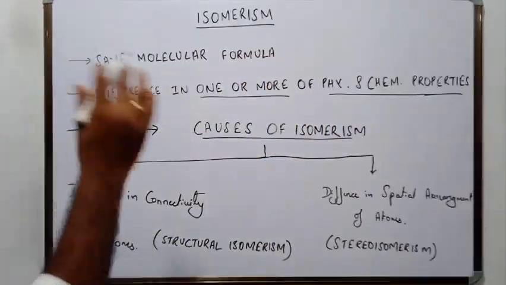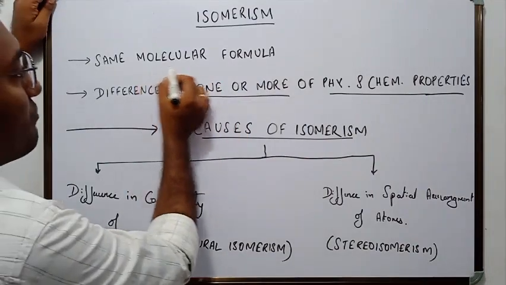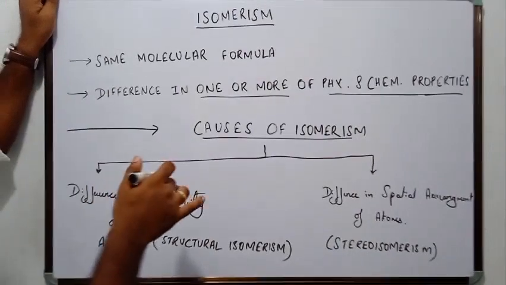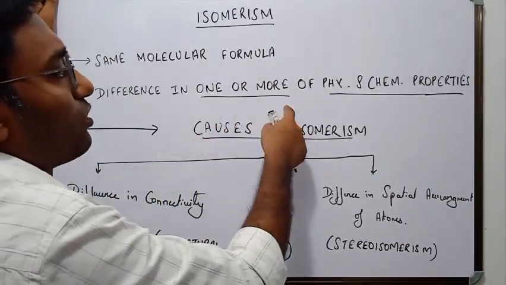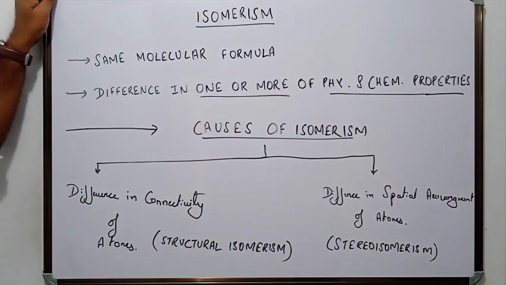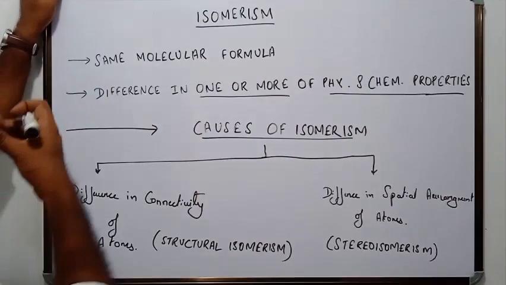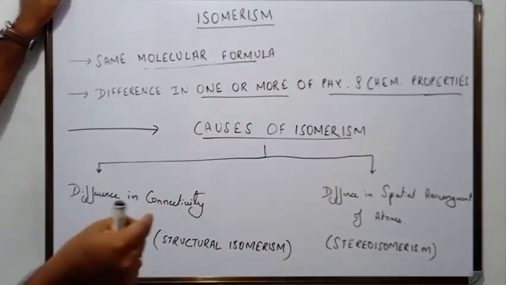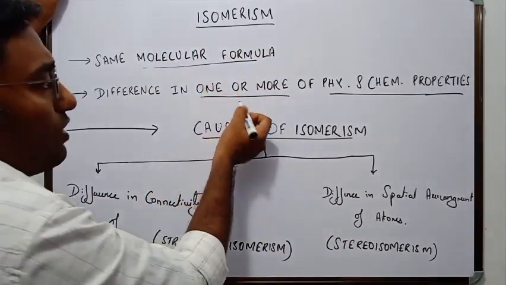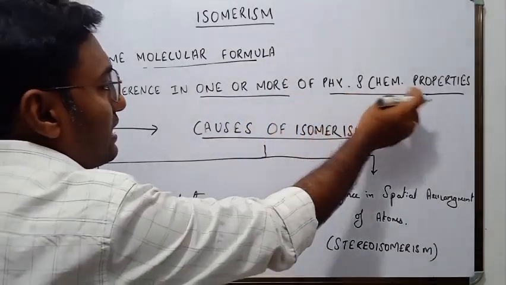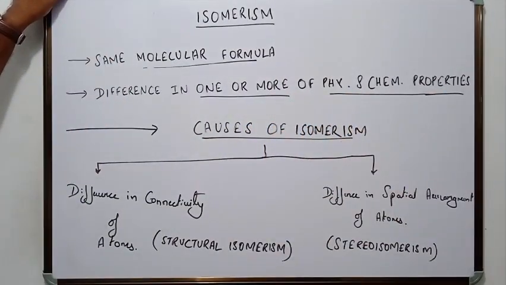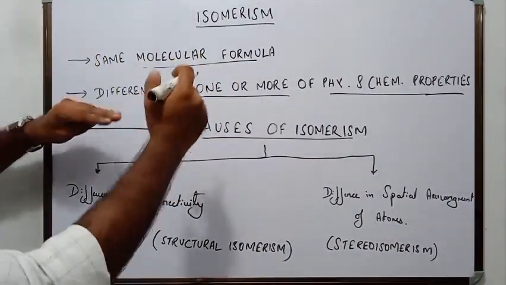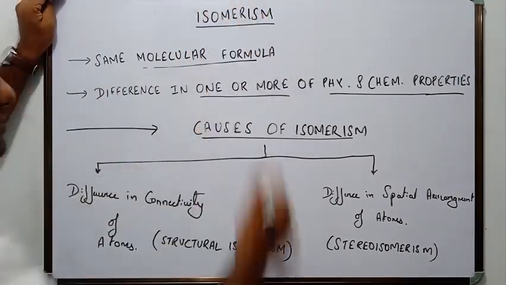Isomers are compounds that have the same molecular formula, but they are different in one or more of their physical and chemical properties. I repeat, isomers are compounds that have the same molecular formula, but they are different in one or more of their physical and chemical properties. Okay, so that is the definition of isomers, and the phenomenon is referred to as isomerism.